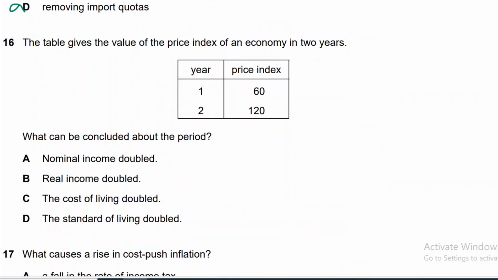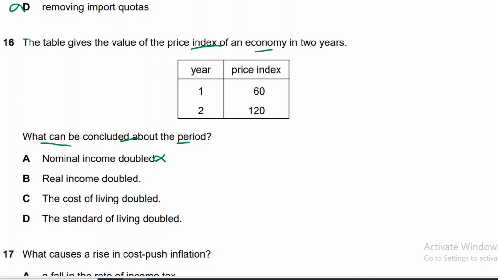Question number 16 says that the table gives the values of the price index of an economy in 2 years, and what can be concluded about the period? So from year 1 to year 2, what can be concluded? For question number 16, nominal income doubled. If nominal income doubles, it doesn't mean there will always be a rise in the price index.